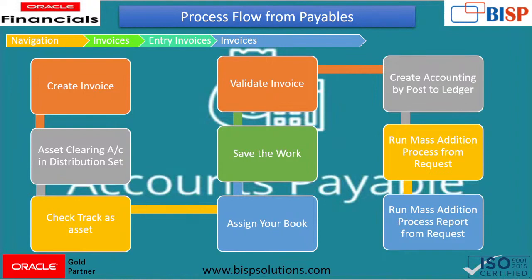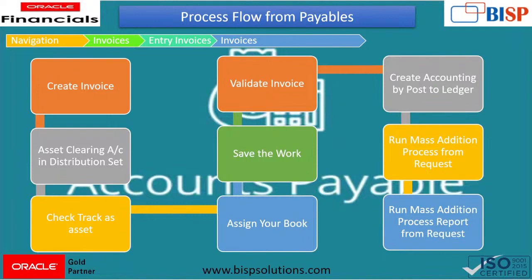If you want mass addition lines for an item to appear in the Oracle asset with an asset category, you must define the default asset category for an item in the item window in the purchasing or inventory.